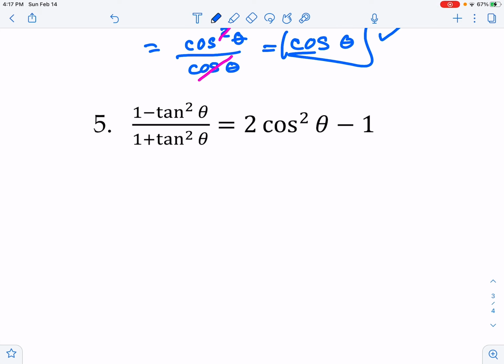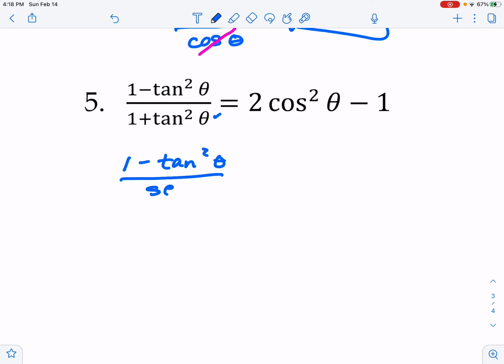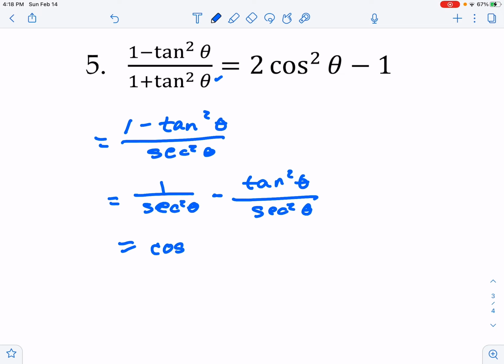This one was tricky. I had to work on this one for a minute. Because I know this is the secant squared, I have 1 minus the tangent squared over the secant squared. And then I got stuck because I didn't know what to do with that. And then I said, oh, I'm going to separate them into separate fractions. So I have 1 over the secant squared of theta, minus the tan squared over the secant squared. Well, 1 over the secant squared is the cosine squared. So I'm heading in the right direction. That's what I need to get when I'm done.